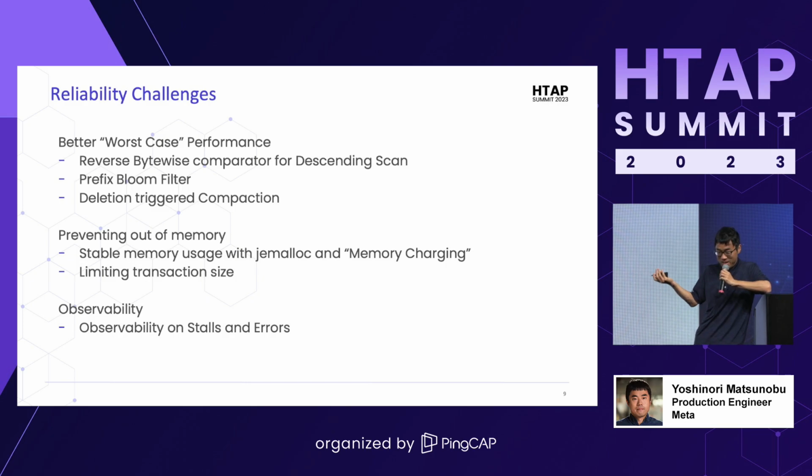And we also limited transaction size so that large transactions don't cause stalls. RocksDB is write optimized, but that doesn't mean you can write a huge amount of data. If you write something like 10 million transactions per second, a huge write load, it eventually causes stalls. So we invested a lot in better observability of stalls and errors, like the number of L0 files, giving stall signals earlier so that we can optimize more.